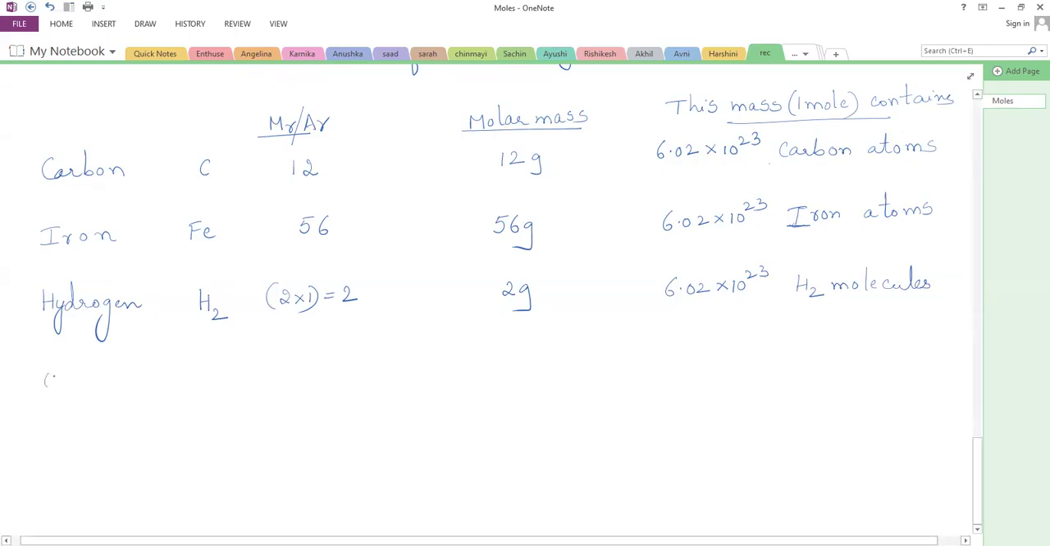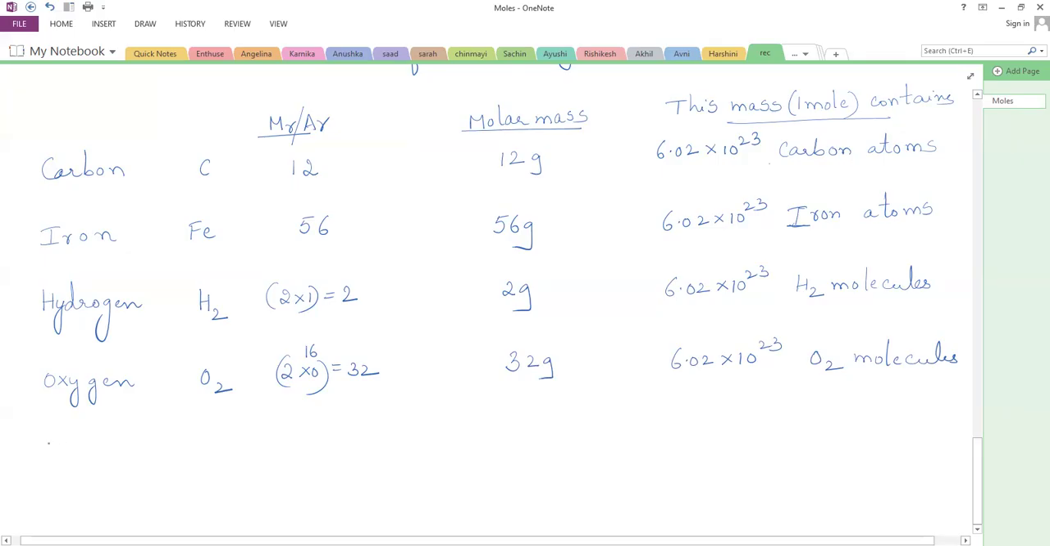For example, oxygen. I am again considering the molecule O2. And the relative molecular mass of this is what? There are 2 oxygens. So 2 into 16, which is 32. Because the relative atomic mass of oxygen is 16. So it is 32 grams. So molar mass of it is how much? 32 grams. And it has 6.02 into 10 power 23 oxygen molecules. Yes, we can talk about any substance.